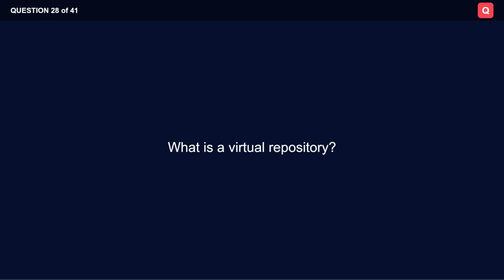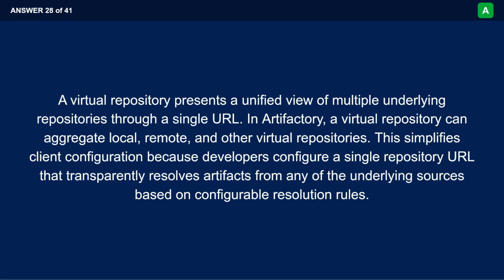What is a virtual repository? A virtual repository presents a unified view of multiple underlying repositories through a single URL. In Artifactory, a virtual repository can aggregate local, remote, and other virtual repositories. This simplifies client configuration because developers configure a single repository URL that transparently resolves artifacts from any of the underlying sources based on configurable resolution rules.